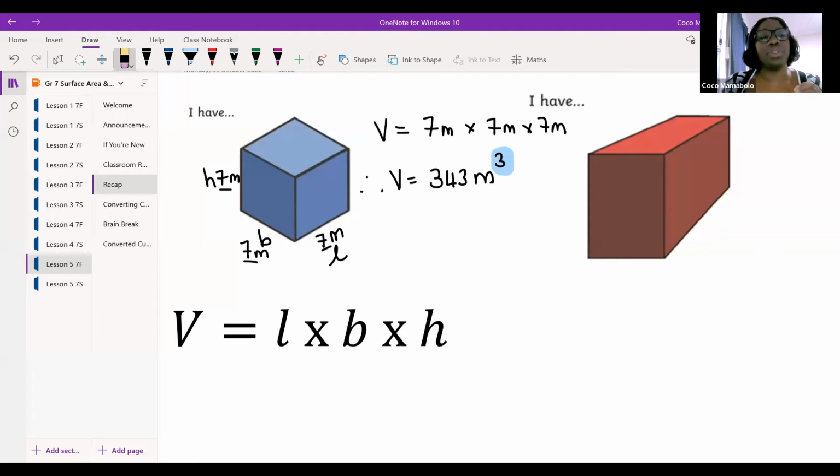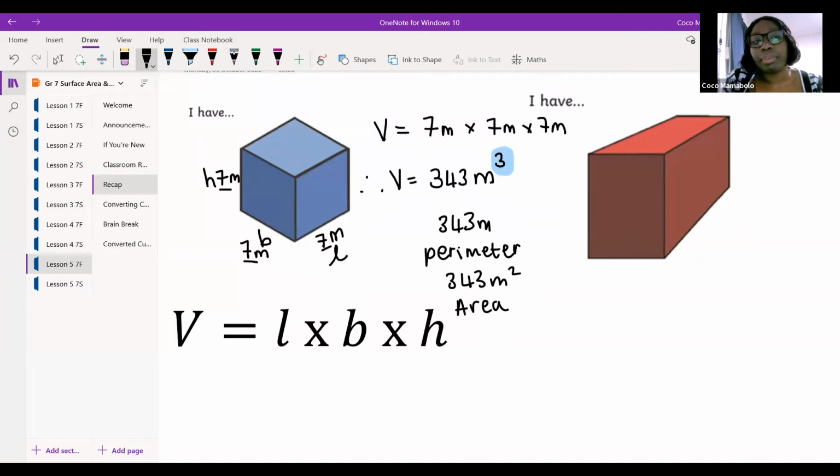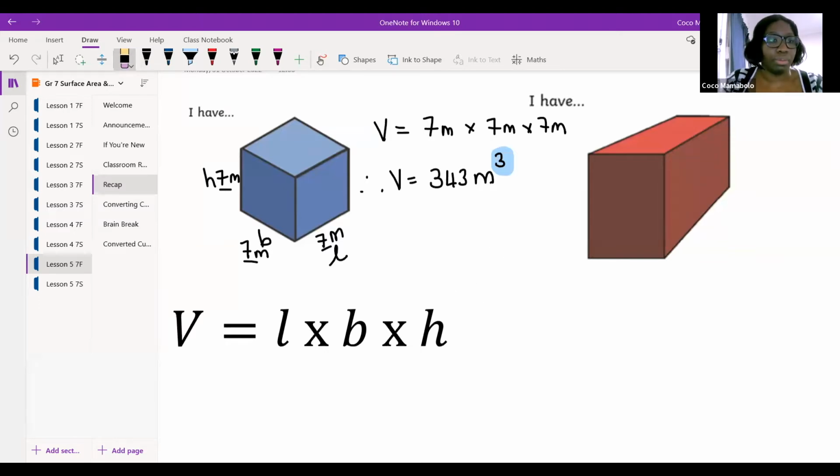Sia, if you don't put the cube there, it's wrong. I'll tell you why. If you write 343 meters, you're telling me that you've actually calculated for the perimeter and not the volume. If you write 343 meters squared, that means you've calculated for the area. So you need to make it cubed. If you don't cube it, you're not calculating for the volume. The volume is the one that is cubed. So you must write there cubed. I hope that answers your question.